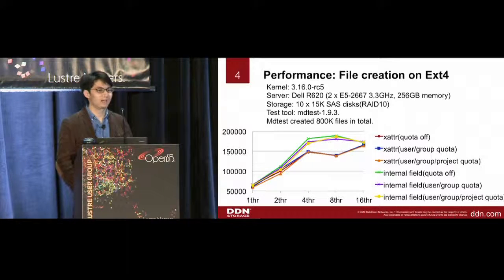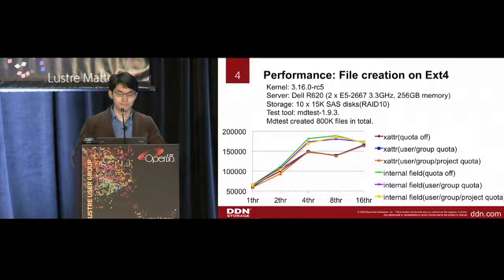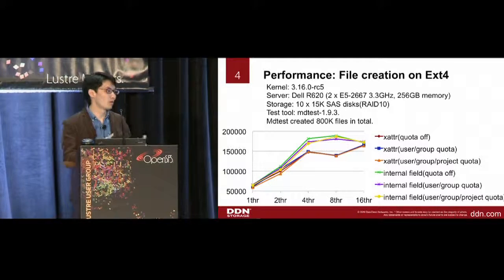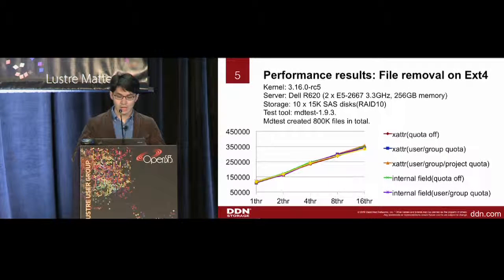And in order to make the right decision, we implemented it in 2 ways, and we ran benchmarks on them. And we got the results, as we can see in this graph. If we implement it as an extended attribute, we will see significant performance impact. So finally, the ext4 community accepted the patch that implements the project ID as an internal field of the inode. So that's important because performance is not only important for ext4. It is important for the performance of Lustre too. And we ran benchmarks of file removal on ext4 too. We didn't see any performance impact caused by the Project Quota.